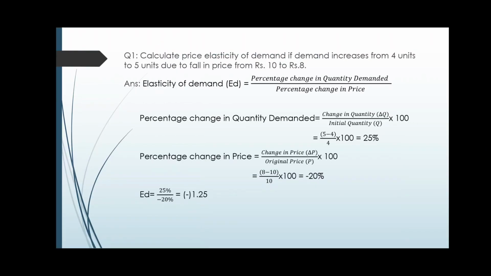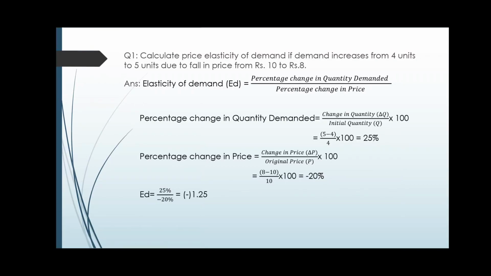The first sum is: calculate price elasticity of demand if demand increases from 4 units to 5 units due to a fall in price from rupees 10 to rupees 8. The answer for this would be, of course, this formula has to be put, and that is why first of all you need to mention the formula, and then you will start putting values.